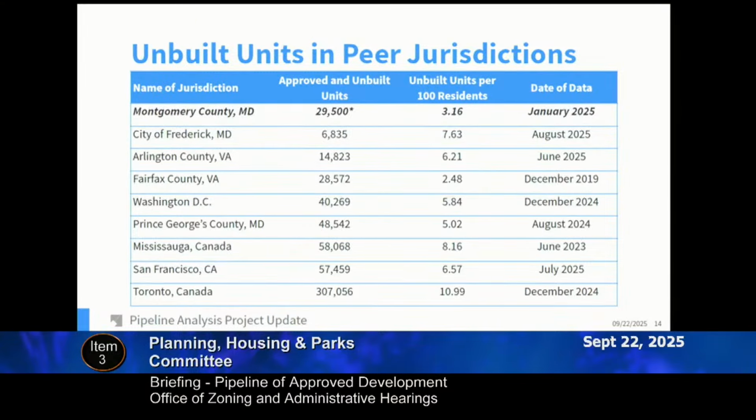As seen by the data, other jurisdictions have a comparable and oftentimes larger number of approved but unbuilt units in their pipeline. And while jurisdictions vary in size and population, the third column here shows the unbuilt units per 100 residents across these jurisdictions. So while Montgomery County has 3.16 unbuilt units per 100 residents, this is compared with 7.63 units per 100 residents in Frederick and 6.21 units in Arlington County.